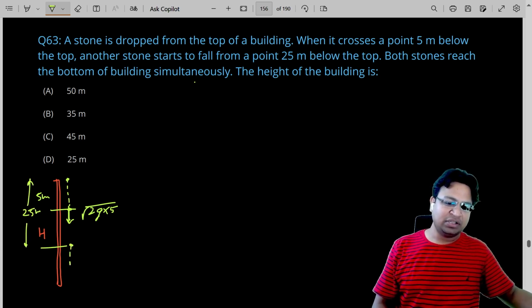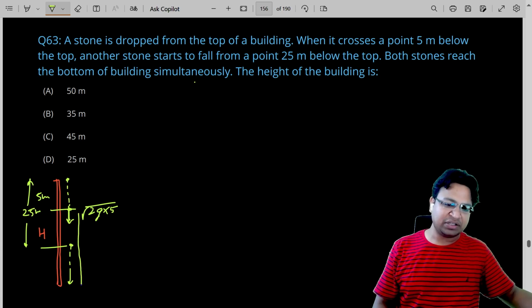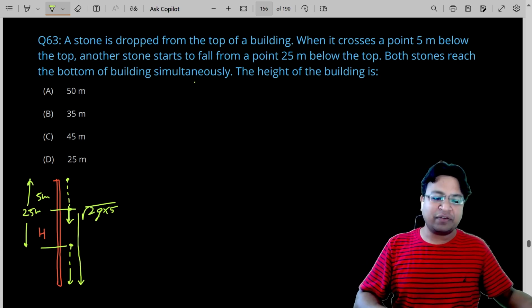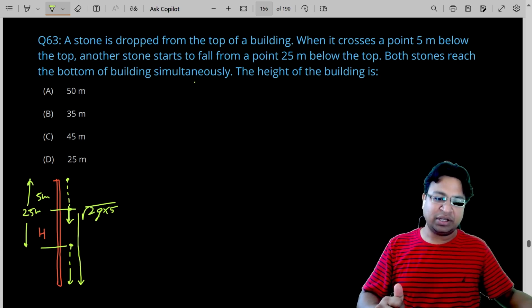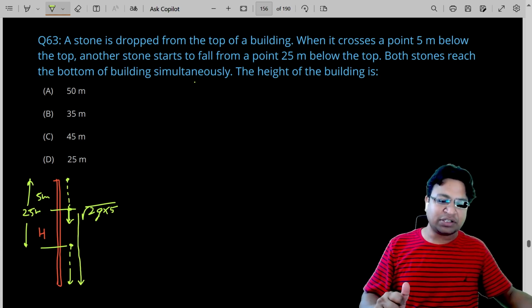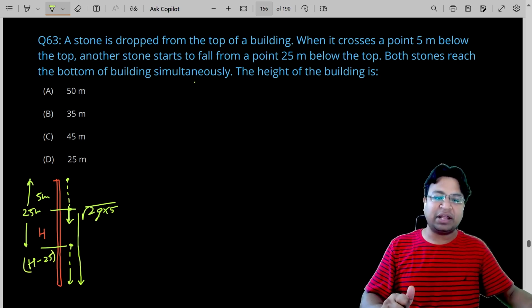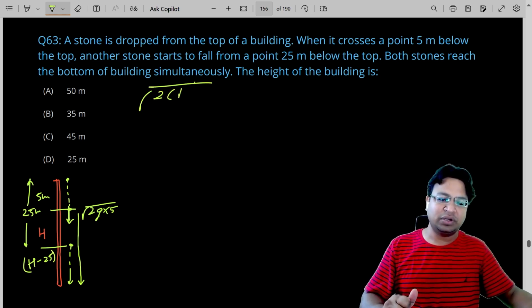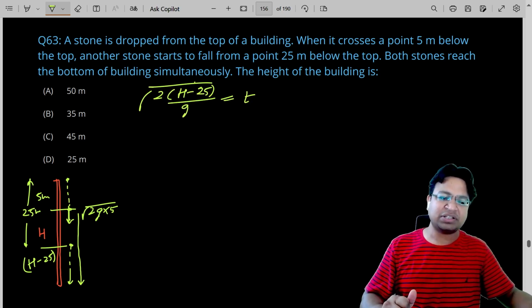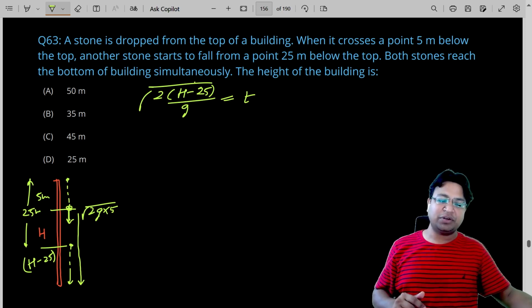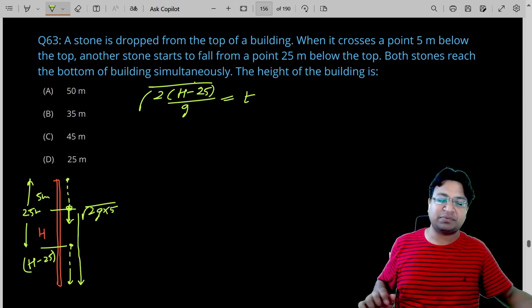Okay, and these two stones reach the ground simultaneously. So let's try to understand. If I'm talking about stone number two, it has fallen a height of h minus 25. So the time it will take to fall this height is given by root of 2 into height fallen divided by g. This is the time taken by the second stone to fall, and this is the same time taken by the first stone to travel from this point to this point, and at this point it was already traveling with a certain speed.